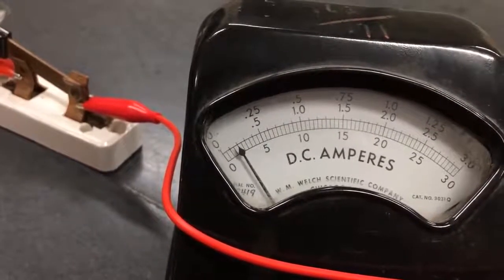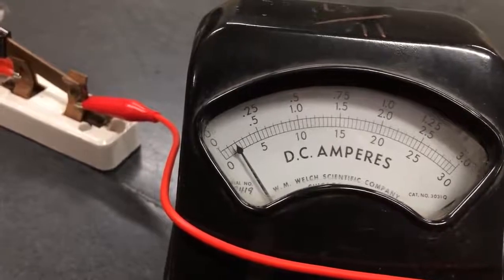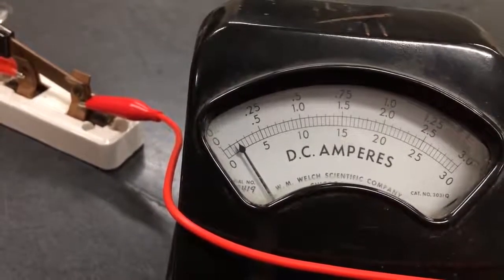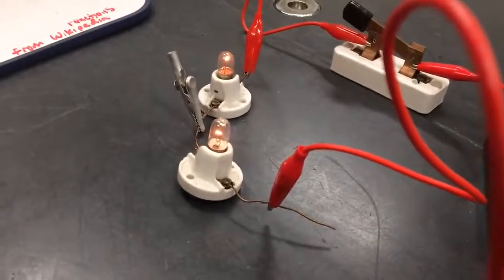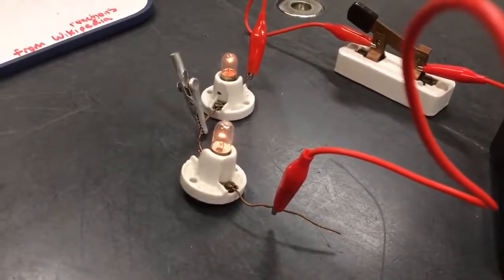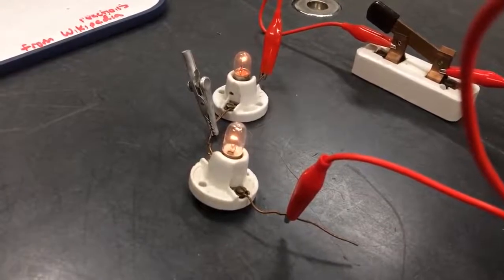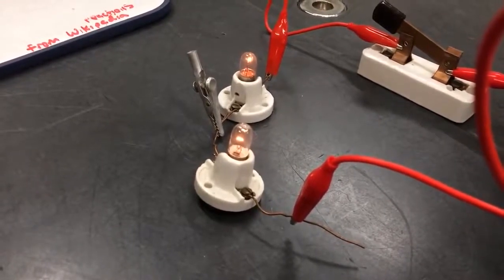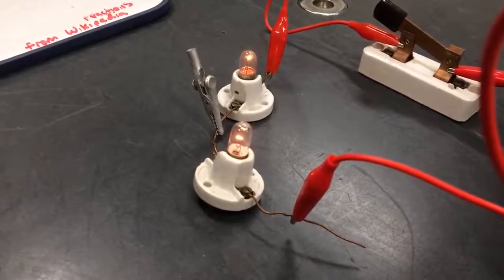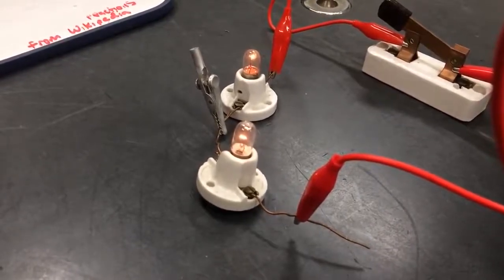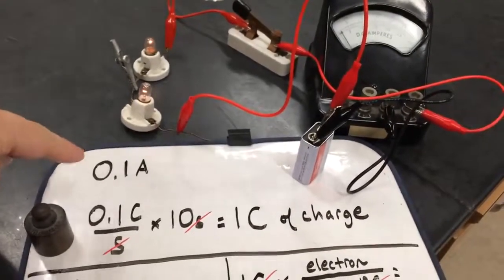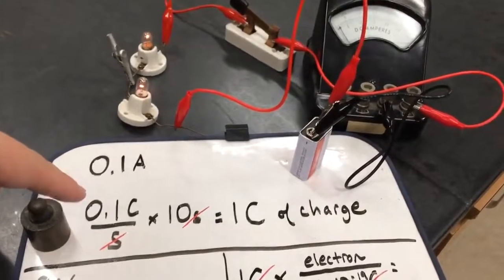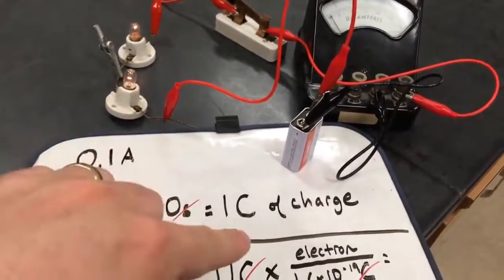So what we're going to do next is see how many coulombs and how many electrons that represents over a certain time period. Let's count off about 10 seconds. So I'll say go and then stop. So go. Stop. So our ammeter told us we had 0.1 amps, which is the same as 0.1 coulombs per second. And since we waited 10 seconds, that means we got a coulomb of charge.